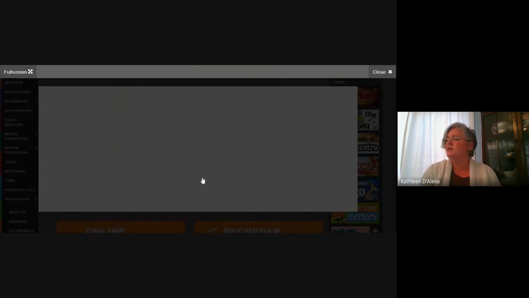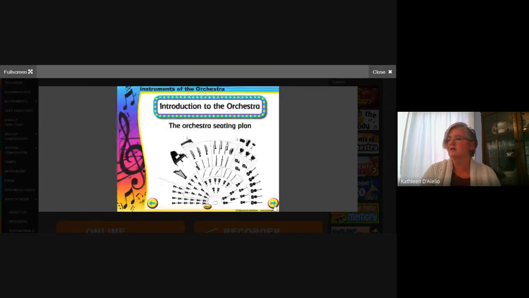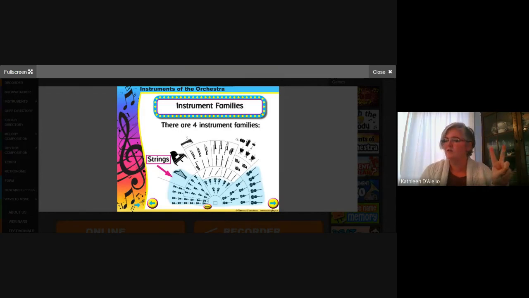So we've got an introduction. We'll start right there. An orchestra is a large group of musicians who perform together. The orchestra has a seating plan. There are assigned seats. There are 4 families in the orchestra. In the front, we have the strings family shaded here in blue. Look how large the strings family is. There are at least 4 instruments in the strings family: the violin, viola, cello, and bass, which we'll get to.